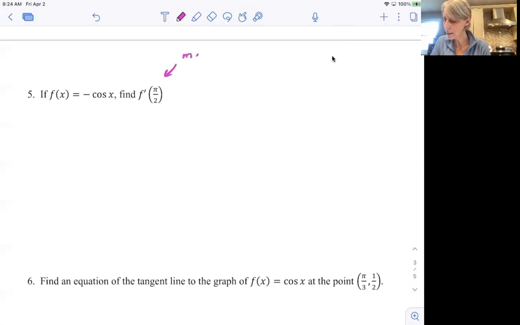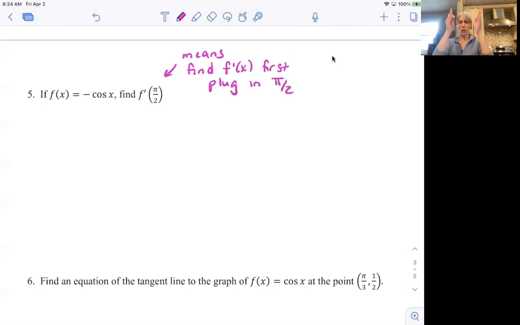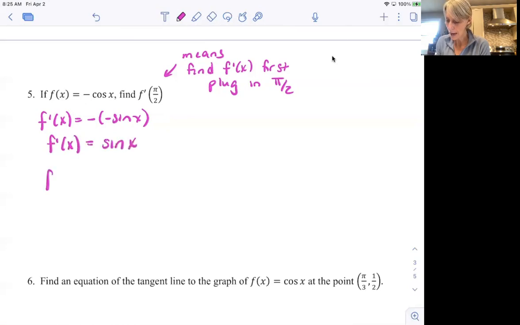So this means find f prime first, then plug in pi over 2. So we're just going to work on f prime first. F prime of x equals negative sine x. So f prime of x is just the sine of x. And now we're going to plug in pi over 2.